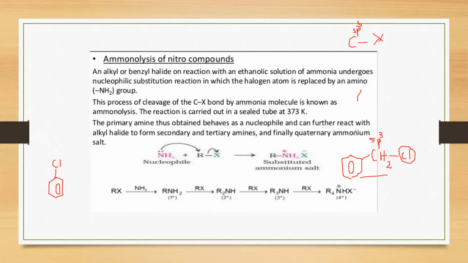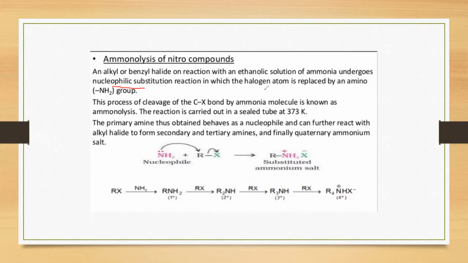Okay, so alkyl halide or benzyl halide on reaction with an ethanolic solution of ammonia undergoes a nucleophilic substitution reaction, in which the halogen atom is replaced by an amino group. So what is happening here? Here it is a nucleophilic substitution reaction. From chapter 10, you will already know about nucleophilic substitution reaction. I will be uploading videos on that chapter also, please do watch that. In nucleophilic substitution, one nucleophile is replaced by another nucleophile.